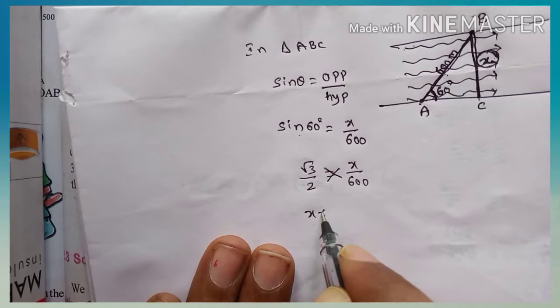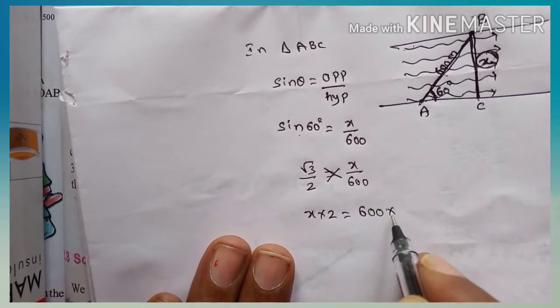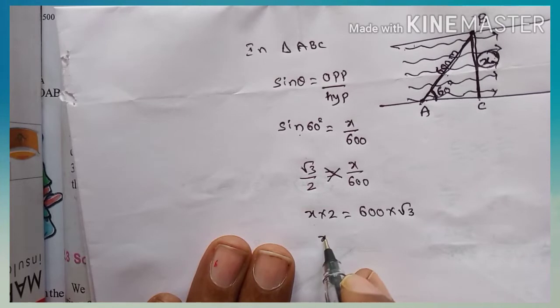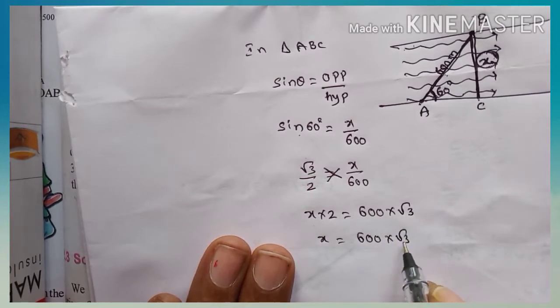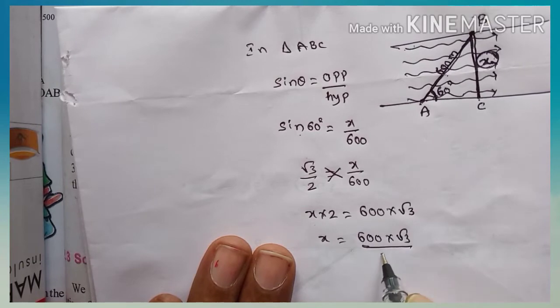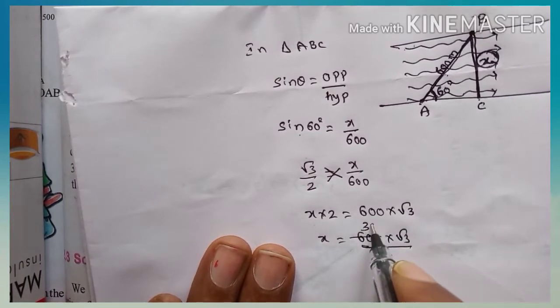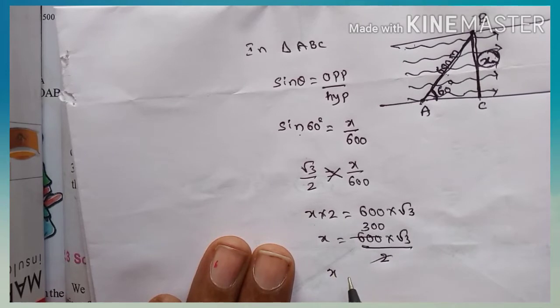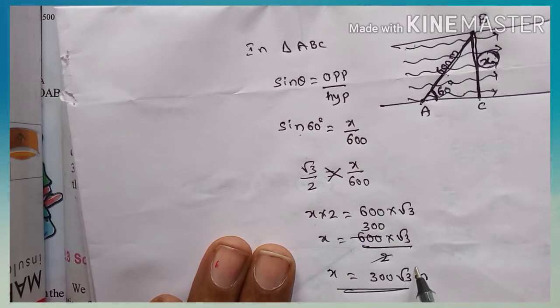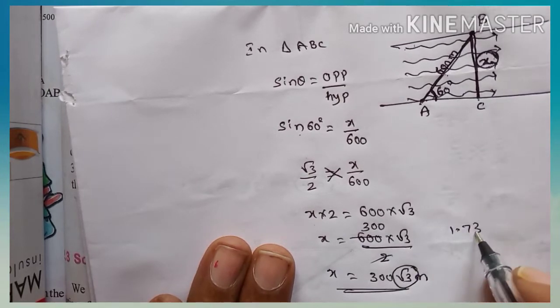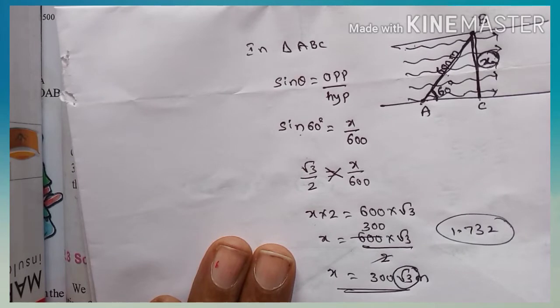Apply cross multiplication. X into 2 is equal to 600 into root 3. Value of x is equal to 600 into root 3 by 2. 2 ones are 2, 2 3s are 6, so 300 times root 3. So the value of x is equal to 300 root 3 meters. If you want, you can substitute the root 3 value 1.732. Then you can get the exact value in decimals, which is the exact width of the river. No need, but if you want you can, right?